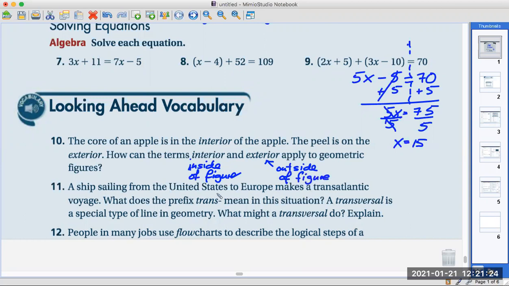A ship sailing from the United States to Europe makes a transatlantic voyage. What does the prefix trans mean in this situation? Transatlantic, it crosses the ocean. So trans means crossing, yeah? A transversal is a special type of line in geometry. What might a transversal do? Crosses something. A line that crosses something.